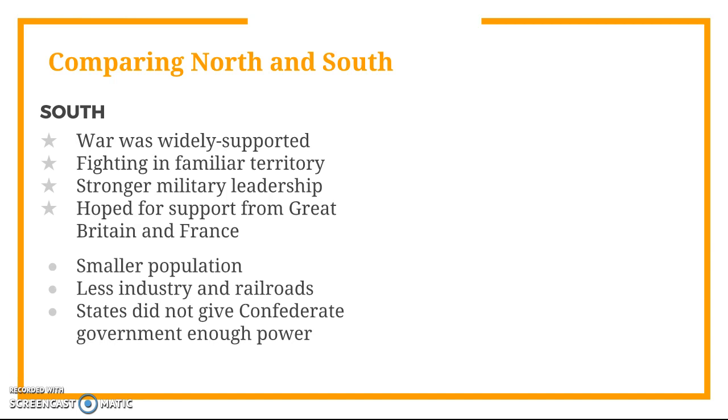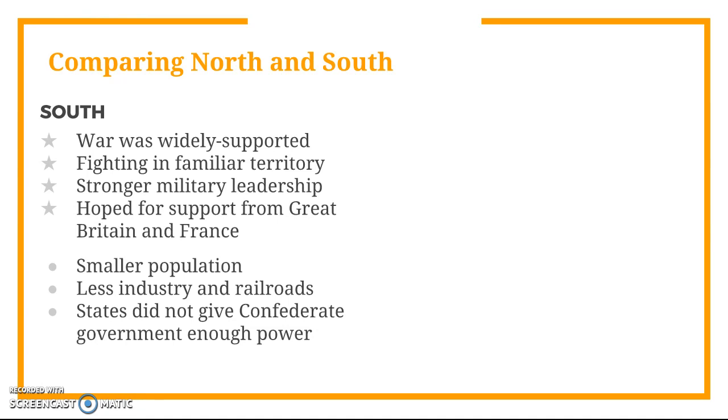Now, some disadvantages for the South were that the South had a much smaller population than the North, and the economy of the South was not nearly as advanced. So there was much less industry, which meant that manufacturing materials that were needed for the war took a lot more time in the South. There was also a lot less coverage in terms of railroads across the South. This just made transportation much more challenging in the South as well. In addition, the states in the Confederacy did not give the Confederate government very much power.